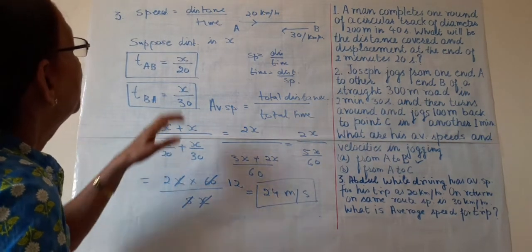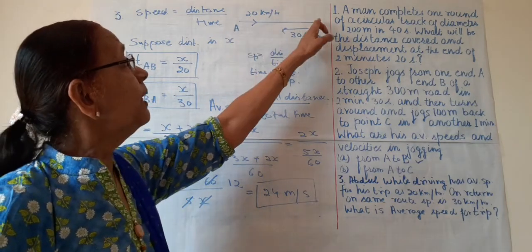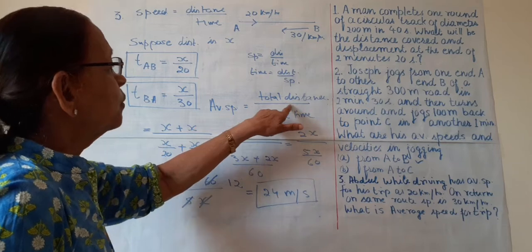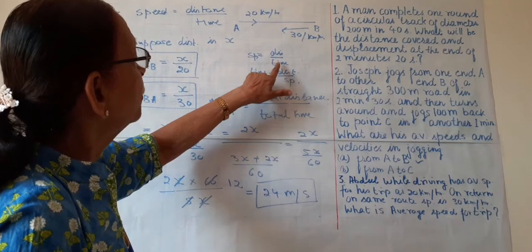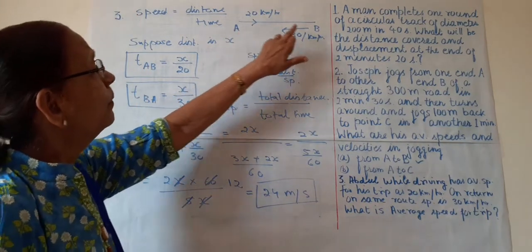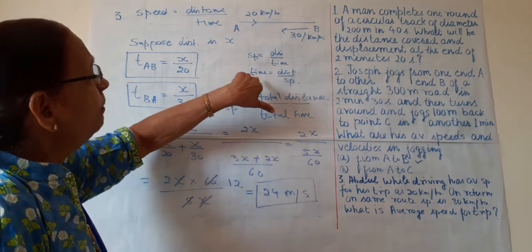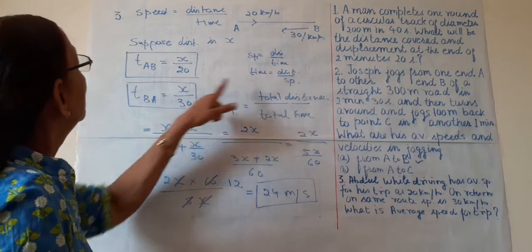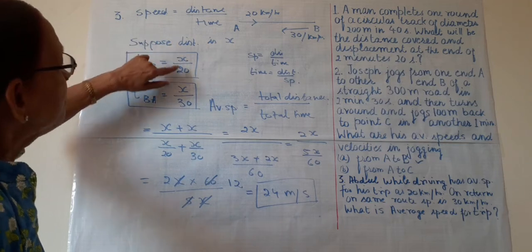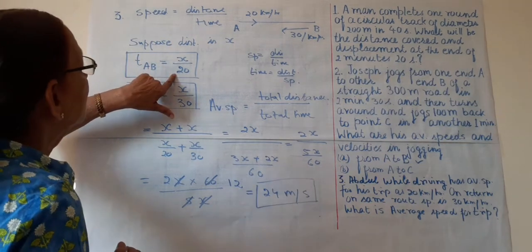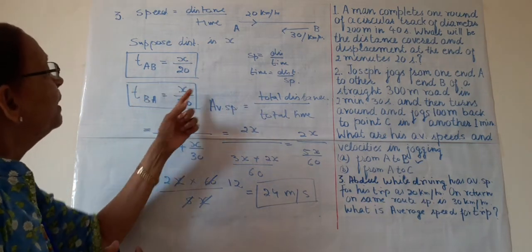Here we suppose the distance is x. So the same route is there. This will be x and on returning it is x. So the total distance will be x plus x. And now we want to know the total time. Total time from going A to B. If speed is distance upon time, then time will be distance upon speed. So time from going A to B, x is the distance and this is the speed given. So TAB will be x by 20. Likewise TBA will be x by 30.